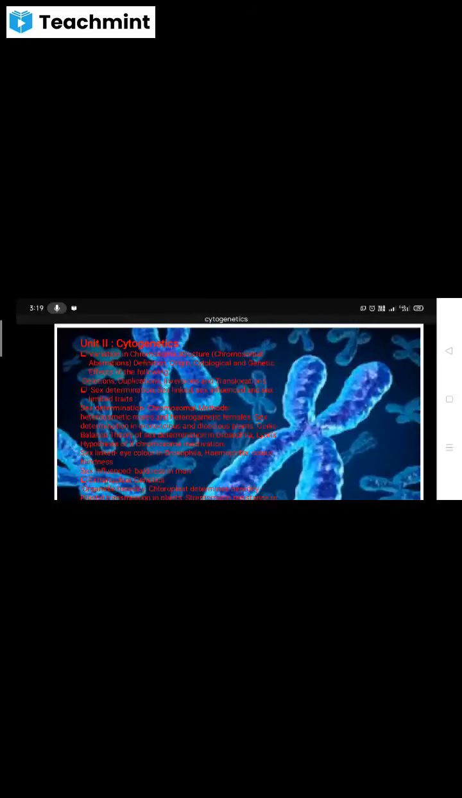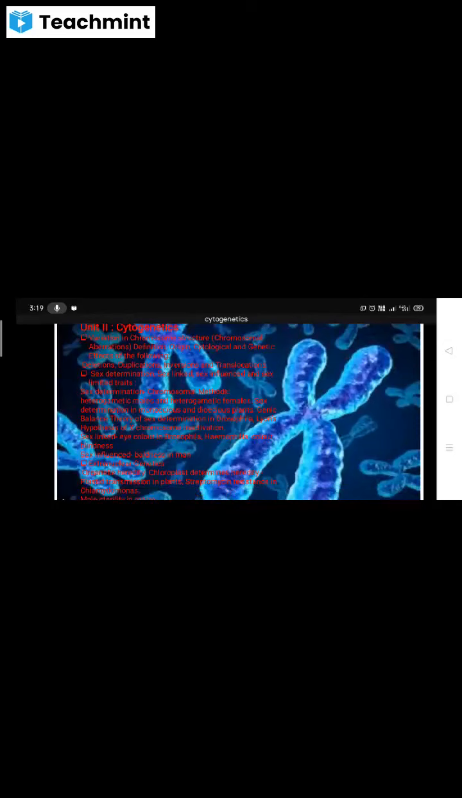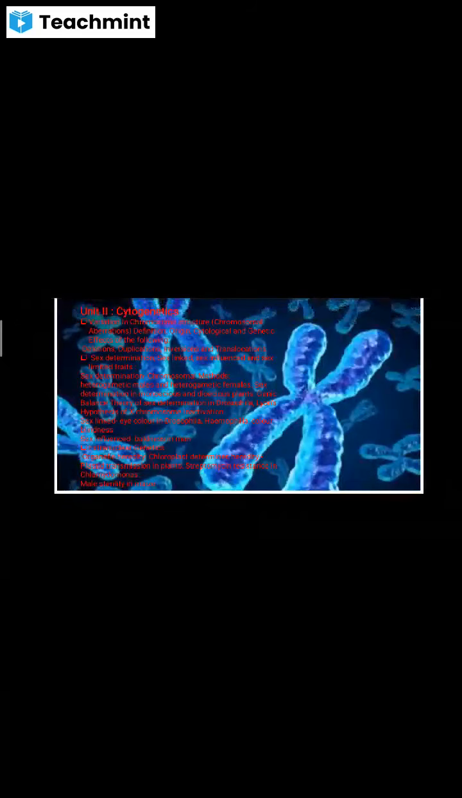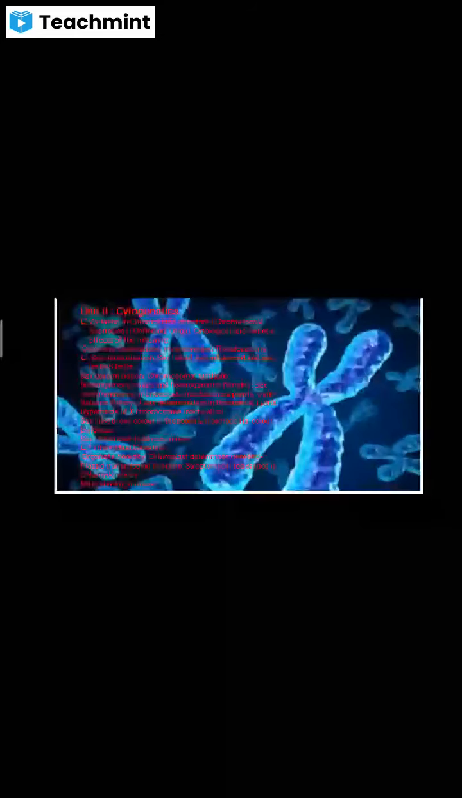Then third is related to extranuclear genetics. Extranuclear genetics means generally in plant cells, in the nucleus these chromosomes are present, and these chromosomes carry all genetic information with the help of genes or DNA from one generation to the next generation. But instead of the nucleus, some other organelles carry the genetic information from one generation to the next generation. That is extranuclear genetics.